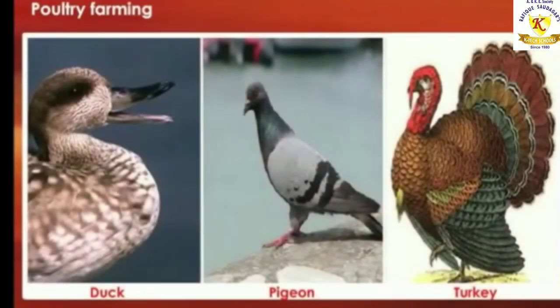Next, poultry farming. The term poultry refers to birds like chicken, that is hen, ducks, pigeon, turkeys, etc. Poultry farming deals with rearing these birds for egg and meat. An egg-laying poultry is called egger or layer, and the poultry groomed for obtaining meat is called chicken or broiler.